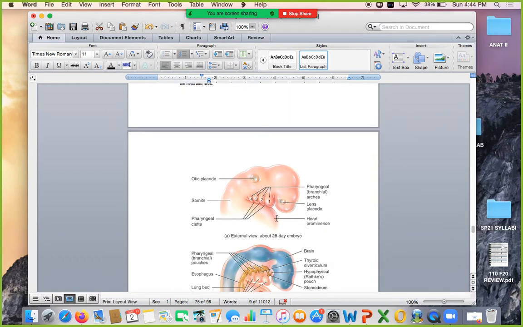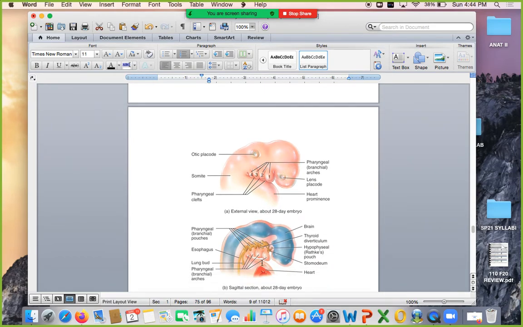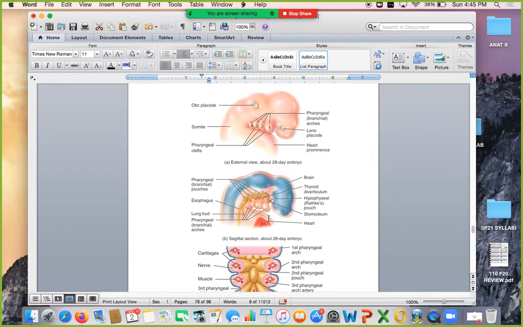All right, so we are going to develop these pharyngeal arches, and in between them we're going to have pharyngeal clefts. The pharyngeal pouches are what are going to line the pharyngeal arches. The otic placode and the lens placode are basically the precursors to the eye and the ear. We also have here the esophagus, and the early breathing tube, although of course at this point we're not actually breathing, right?